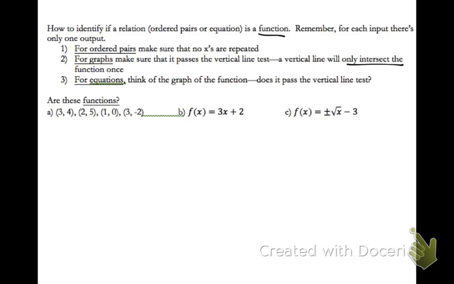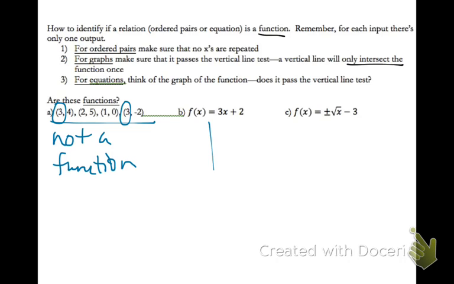So let's start with A. So A, we've got a relation that is a collection of ordered pairs. So I'm looking at my inputs. I've got 3, 2, 1, 3. So I have a repeated input. So that input of 3 has two outputs, 4 and negative 2. So this does not fit the definition of a function.